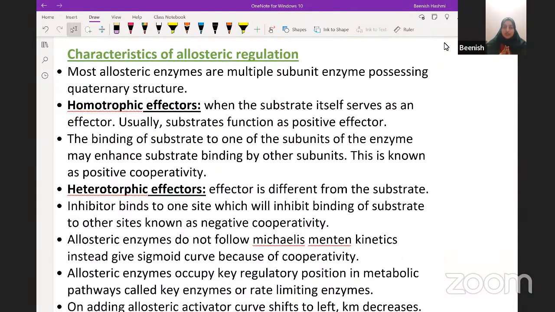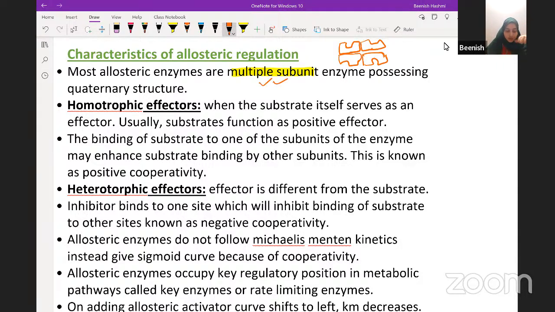Now talking about the characteristics of allosteric regulation. Most of the allosteric enzymes are multi-subunit enzymes possessing quaternary structure. So very important, most of your allosteric enzymes are multi-subunit enzymes. For example, they're going to have multiple subunits. This is one subunit, this is another subunit, this is another. Please ignore my drawing. So you can see 4 units here. This together is going to form your allosteric enzyme. So basically it is trying to say they have multiple subunits.